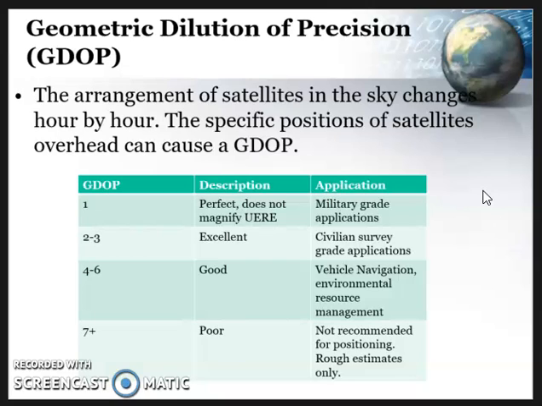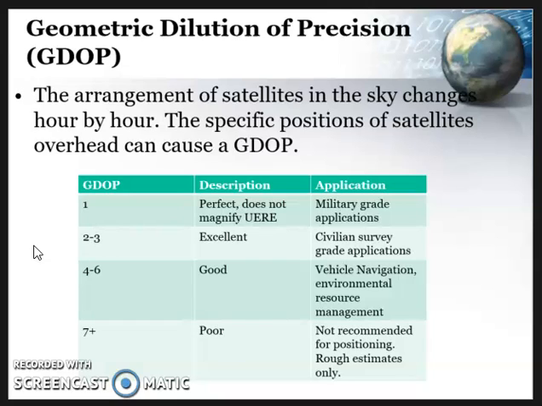And then mostly what we encounter in the environmental resource management field is a GDOP of between 4 and 6. When I've been out collecting data for my projects, I usually try to get a GDOP of 6, and that's still pretty good. It's going to give me the amount of accuracy that I need with my signal to be able to collect the points that I need for my projects. And then, of course, if you have 7 or more, that's poor, and it's not recommended for positioning, and you're only going to get rough estimates of your location.